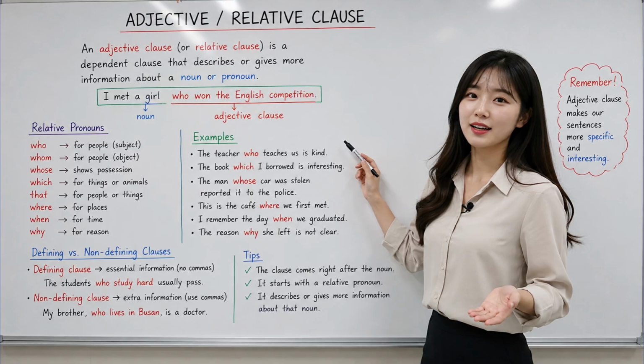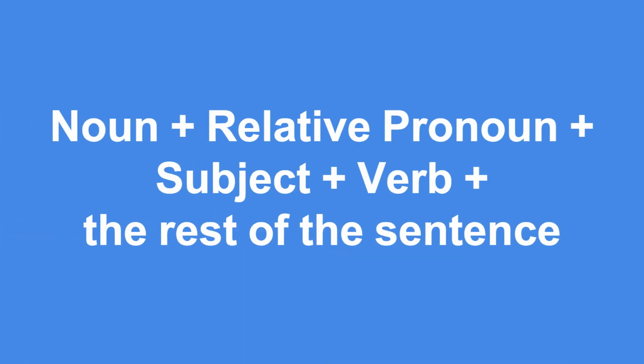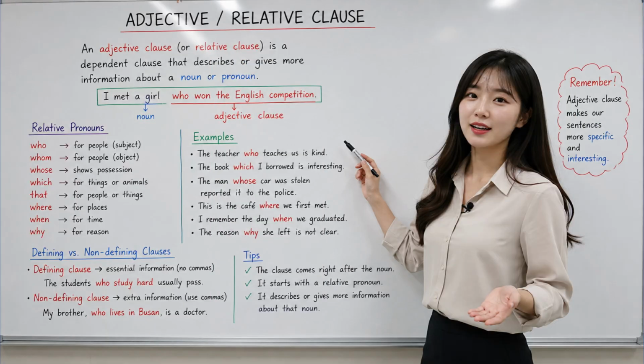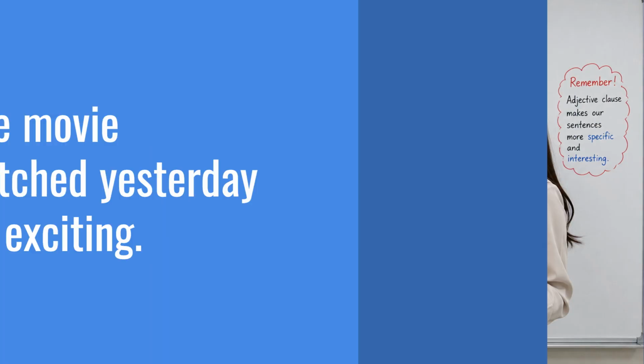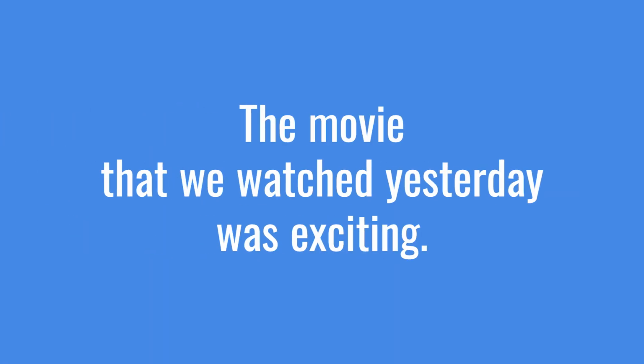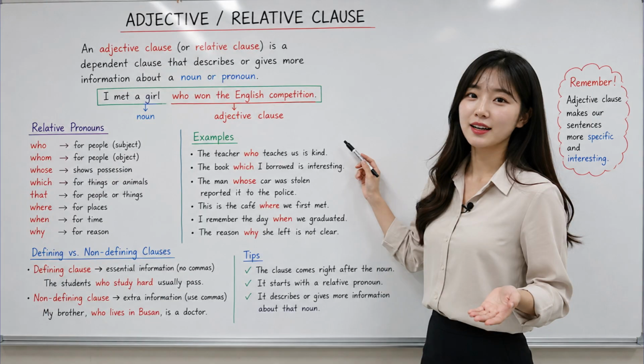The structure of an adjective clause. The basic pattern is quite simple. Noun plus relative pronoun plus subject plus verb plus the rest of the sentence. For example, the teacher who teaches English is very kind. Here, teacher is the noun, who is the relative pronoun, and teaches is the verb inside the clause. Another example is, the movie that we watched yesterday was exciting. In this sentence, the adjective clause describes the noun movie.